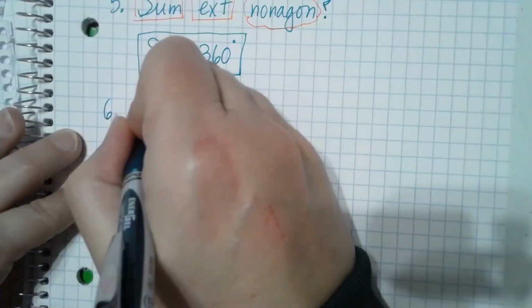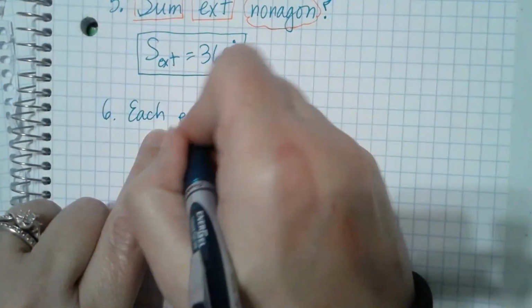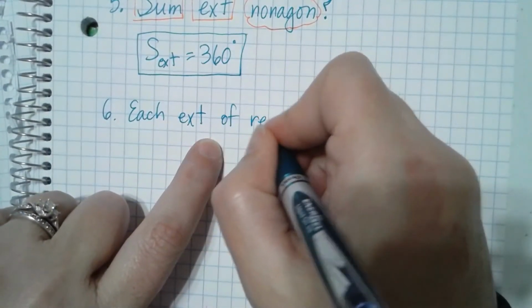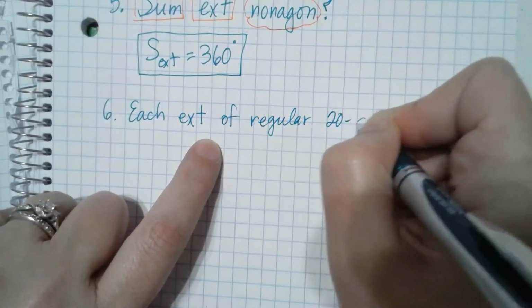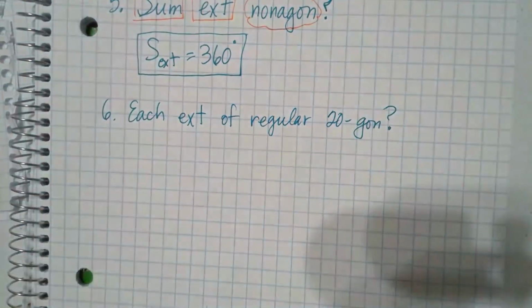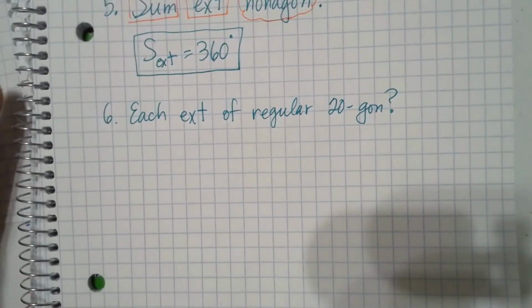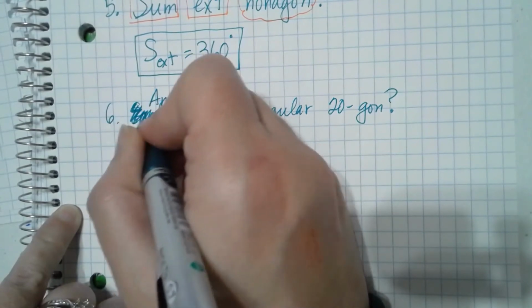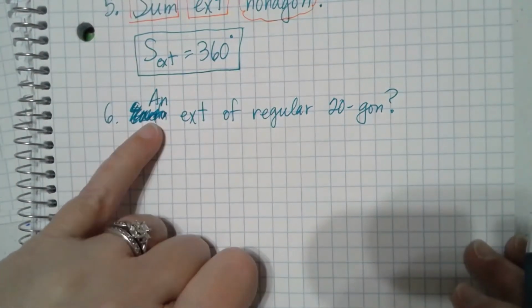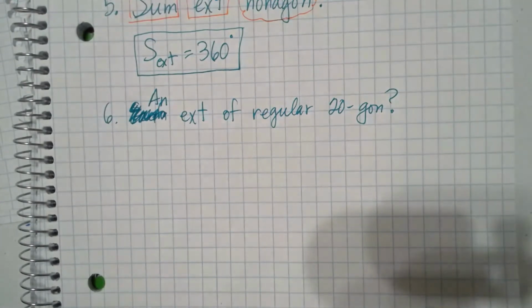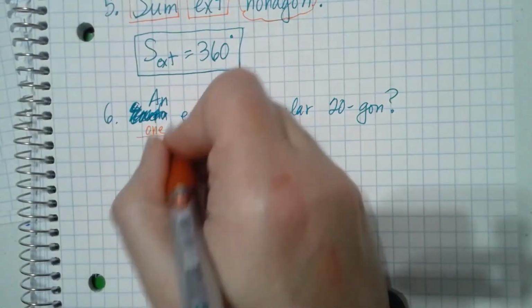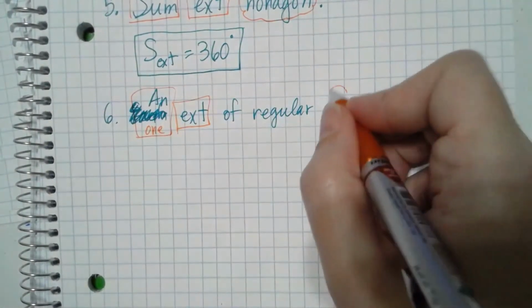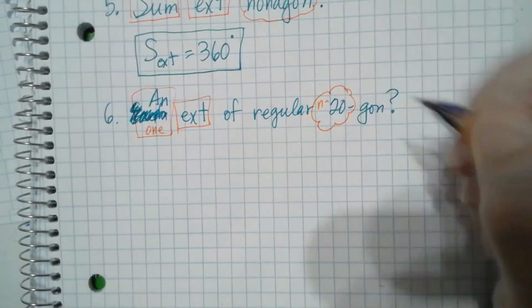All right. What if on this problem it is asking us to find each exterior angle of a regular 20gon? Or instead of each, it might say an exterior angle. We actually see that a lot in the problem. So an exterior angle of a regular 20gon. Okay, an means 1. So 1 exterior, and this 20 is going to be our n, right?